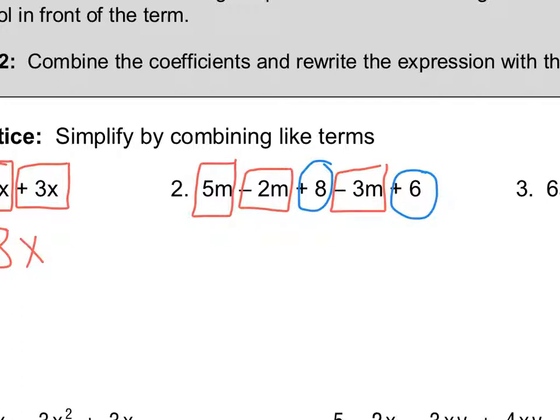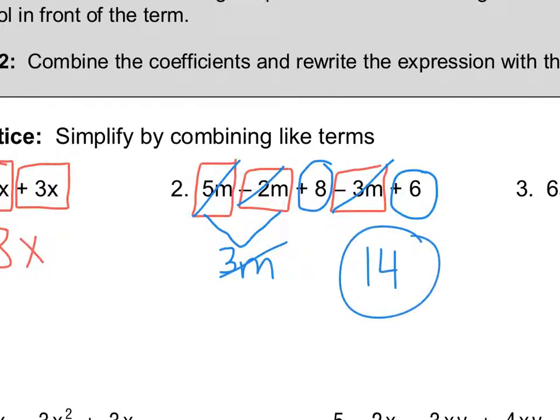So we're going to start and we're going to say, okay, positive 5m plus negative 2m. We have a positive and a negative, so we end up subtracting. So that equals 3m. We have a positive 3m and a negative 3m, so these actually end up canceling out. So since all of these have canceled out, we're left with positive 8 plus 6, so our answer is 14.